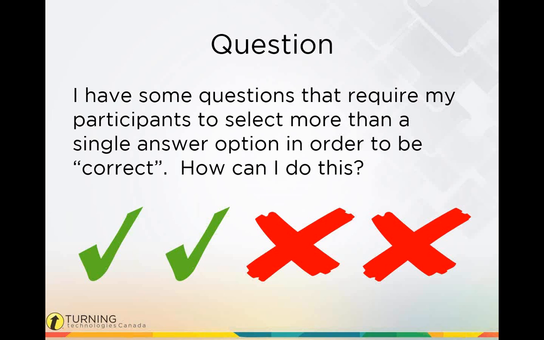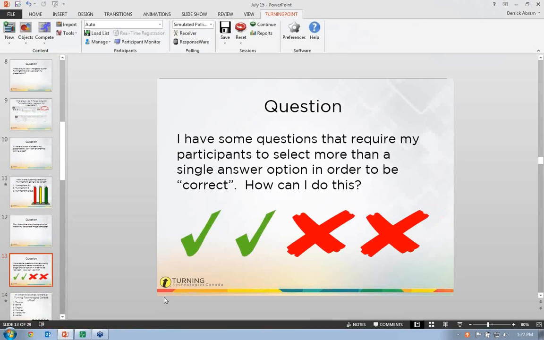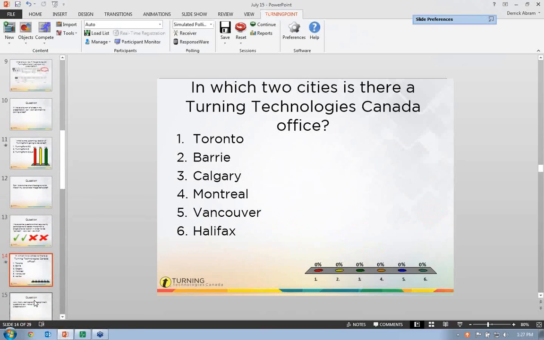I have some questions that require participants to select more than a single answer option in order to be correct. How can I do this? So one of the new additions in TurningPoint 5 is the ability to tell TurningPoint the audience member needs to select more than one choice in order to be correct. So if you're grading your participants, if you're tracking responses and scores and things like that, you do now have the ability to build this sort of question. And let's just have a look here at how to do that.